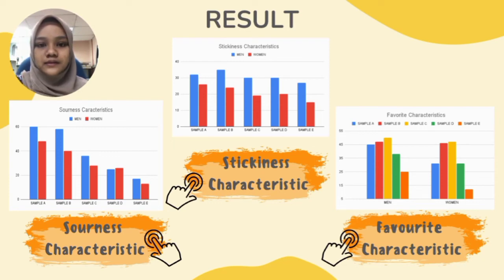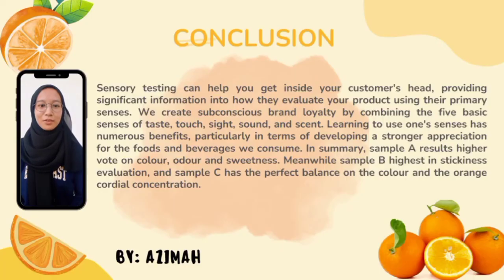Lastly, the respondents need to choose one of the samples that they like the most. Thus, from the results shown here, sample C has the highest number of likes from both genders, while sample E has the lowest number of likes from our respondents. With that, I end my presentation with a big honor. Thank you.